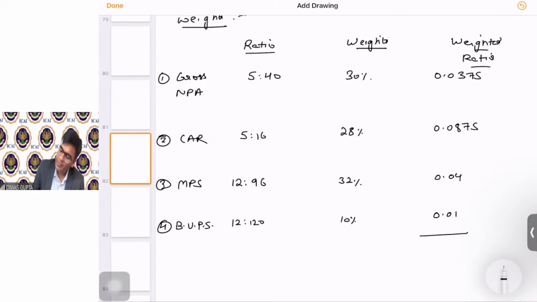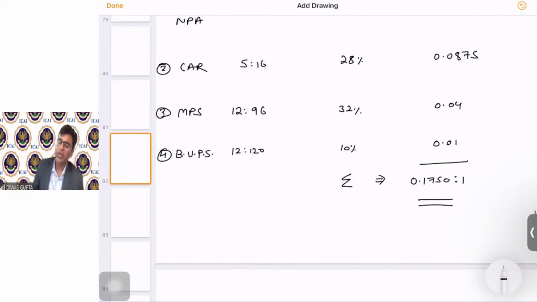Let's take a total of this here, because the weights we have already multiplied. So we'll just take a simple total. 0.1750 is to 1. So for every 1 share, the strong bank will issue 0.1750 shares to the weak bank.